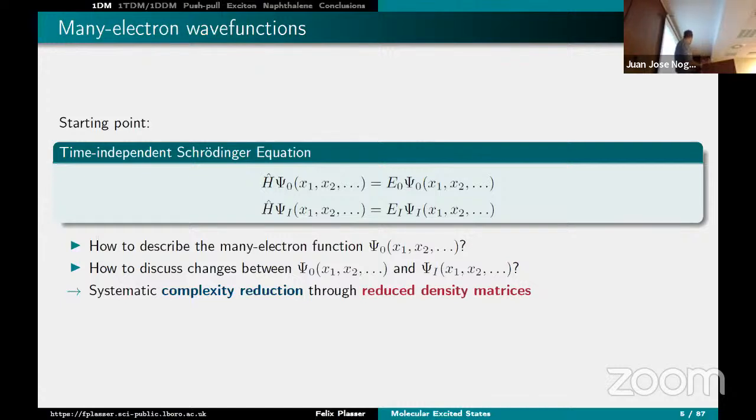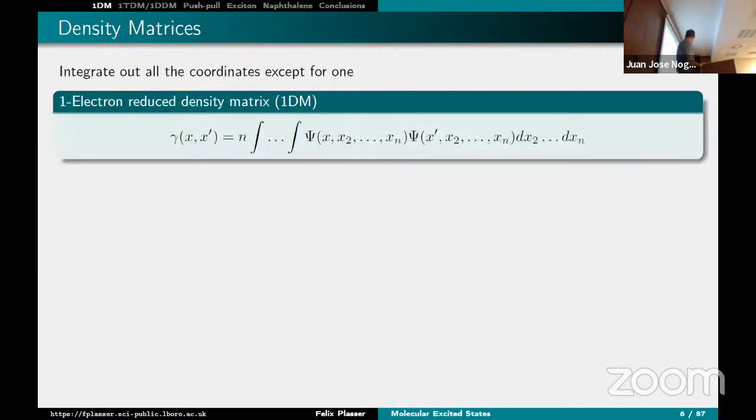And here the idea is that we want a systematic complexity reduction through reduced density matrices. The idea of a reduced density matrix is the following: we have our wave function with lots and lots of coordinates. And what we do is we multiply the wave function with itself or with its complex conjugate, since these are complex valued wave functions. Then we integrate out over all coordinates except for the first one. And then we also put in a label. So the x comes from the first wave function, the x prime comes from the second wave function. That's what we get. Then we get what we call the one-electron reduced density matrix.